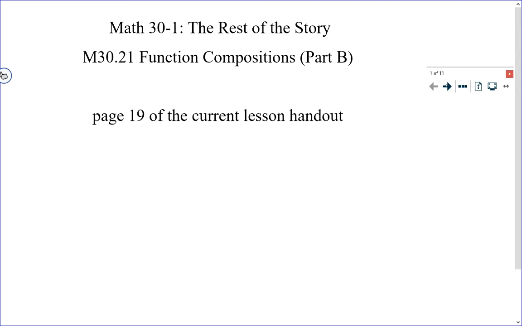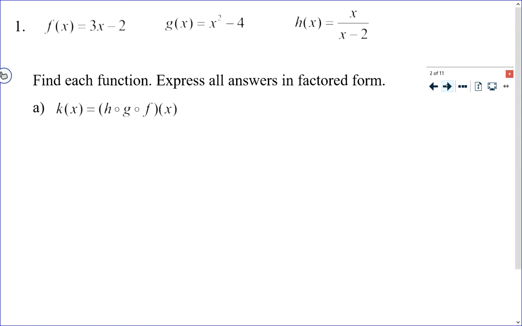One of the differences between what we're doing today and what we were doing on Monday is that now we're going to be dealing with, at times, three functions. You were asked to determine what k of x is if k of x is h of g of f of x. The first thing that you need to do is understand what this means. What it means is k of x is equal to h of g of f of x.